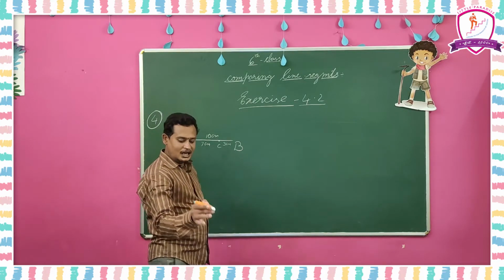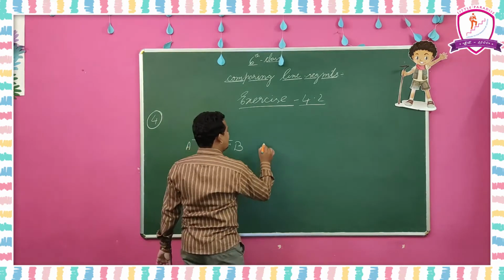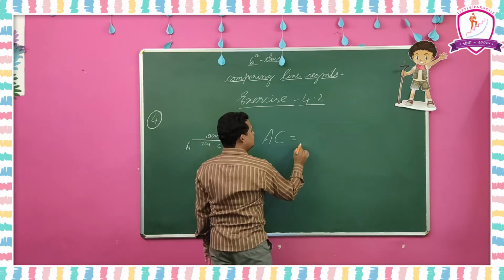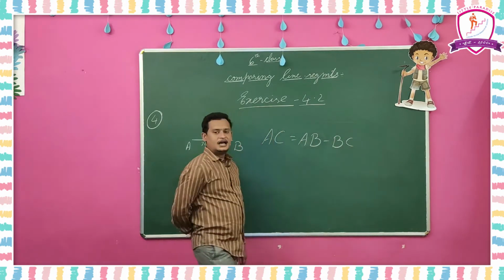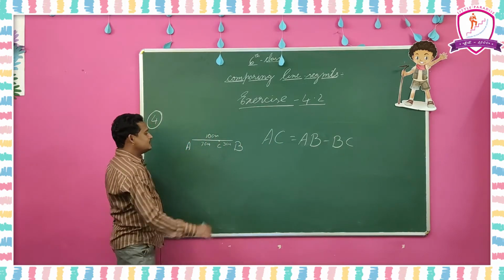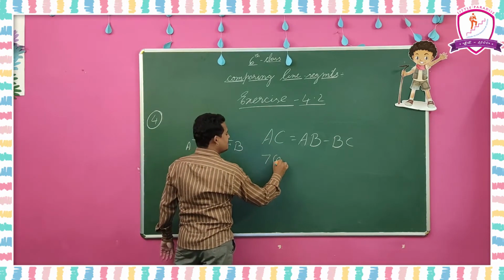Now, coming to the condition. So, what is the condition? What do we have to check? AC is equal to AB minus BC. That is the condition we have to check. The AC value is 7 centimeters, we have to write here.